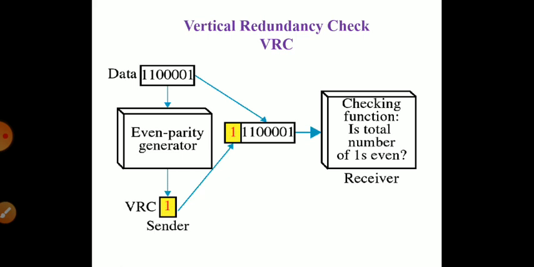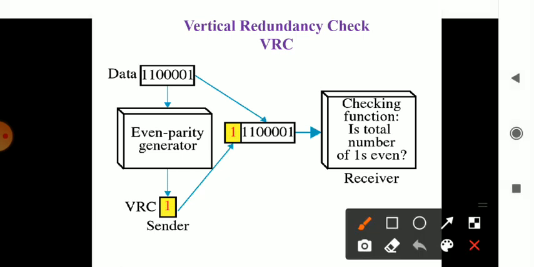Another one is a two-dimensional check, or you can say a vertical redundancy check. Vertical redundancy check is nothing but checking both ways, the even and odd parity, in the format of a two-dimensional matrix. The data which is being sent here will be checked for the even and odd parity, and it will be passed to the other end.